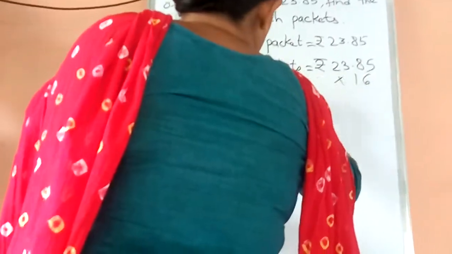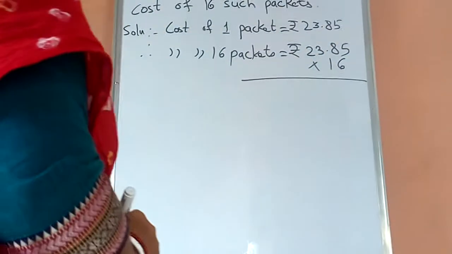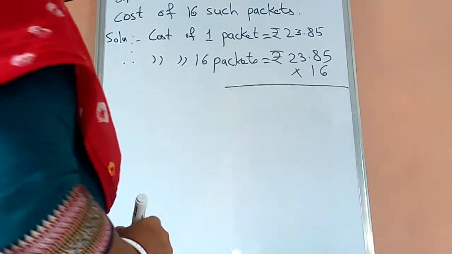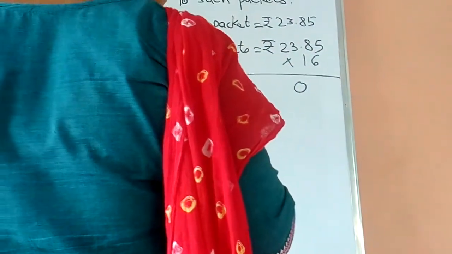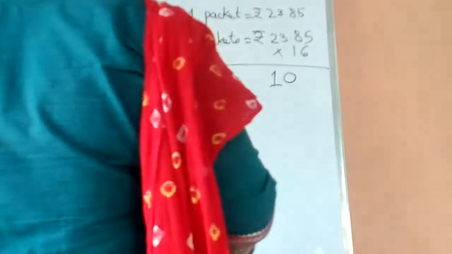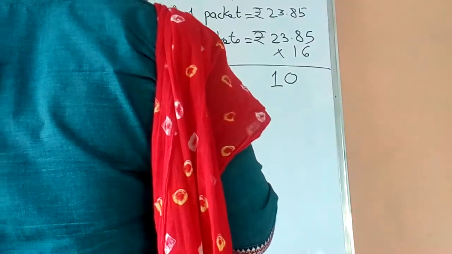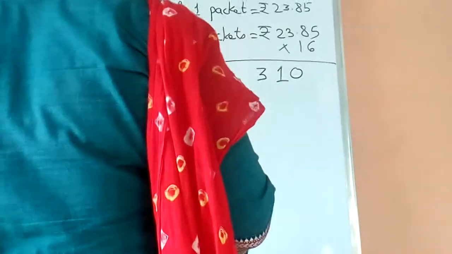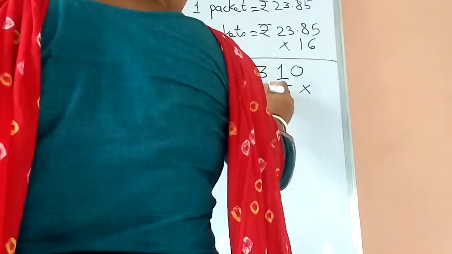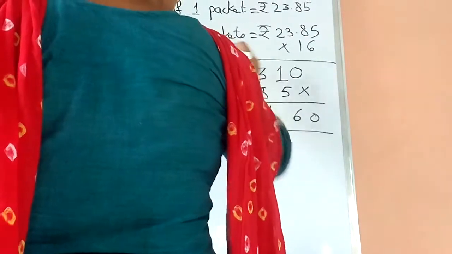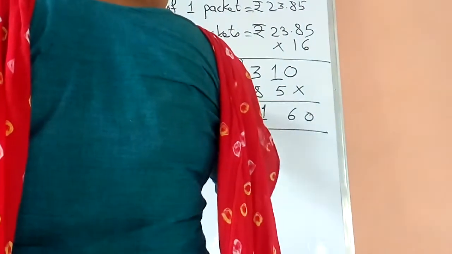Rupees 23.85 into 16. The cost of one packet is given, you have to find the cost of 16 packets. That means you will multiply. So start multiplication. 6 5s are 30, carry 3. 6 8s are 48, 49, 50, 51, carry 5. 6 3s are 18, 19, 20, 21, 22, 23. Again carry 2. 6 2s are 12, 13, 14. Then 5, 8, 3, 2. Addition will give you 0, 6, 8, 9, 10, 11, carry 1, 7, 8 and 3.